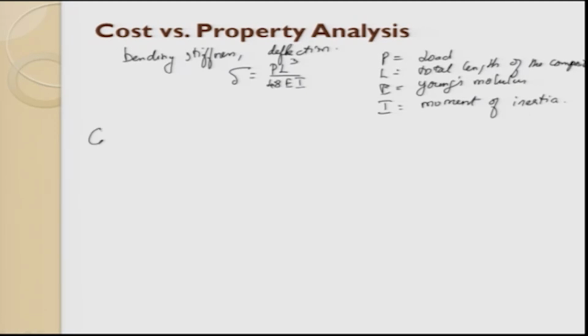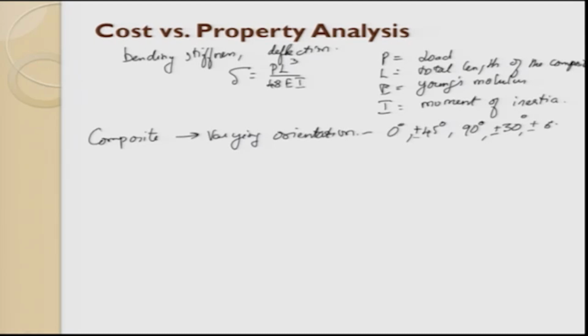So generally in composites, I was trying to tell you that it can be made with varying orientation. For example, it can be made out of 0 degree orientation, 45 degree orientation plus or minus, 90 degree orientation, 30 degrees plus or minus, 60 degrees plus or minus. So all these things are orientation. Each one is a lamella, and several of them stacked together form a laminate.